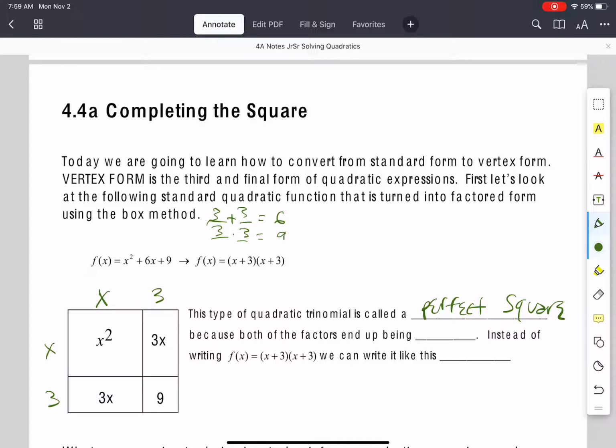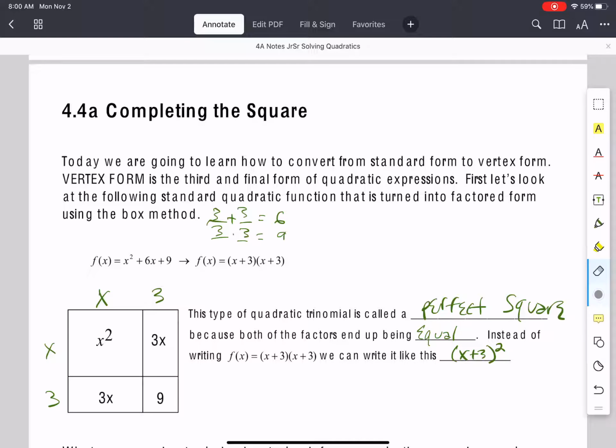Because both of the factors end up being equal. They're the same. Okay? Instead of writing x plus 3 times x plus 3, we can write it like this. X plus 3 squared. Right? So it's called a perfect square because literally it's a square, right? Same thing on both sides. So far, so good?